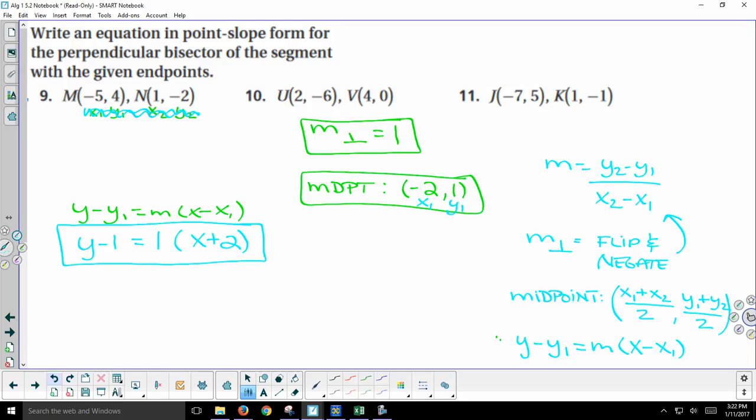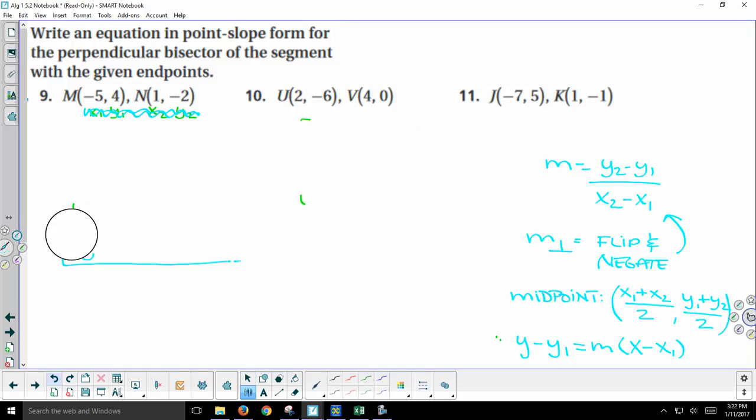Normally, we would make that go away, but I kind of like it there because it tells me what my slope is. So that is everything you need to do for problem number 9. For extra practice, let's do number 10. This was part of the homework, and I want to make certain that you know how to do this.